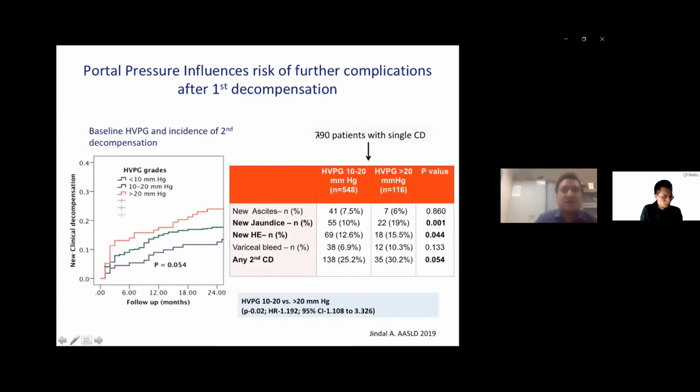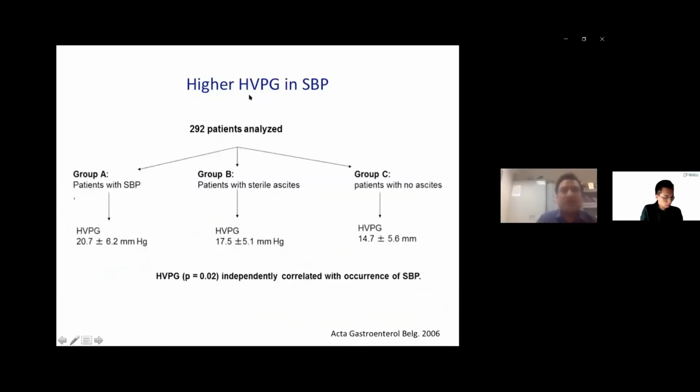And we have shown that those patients who had baseline HVPG of more than 20 had the higher risk of developing the second clinical decompensation. And jaundice, hepatic encephalopathy, and any clinical decompensation were more significant in patients who had baseline HVPG of more than 10. Moreover, previous studies have shown that patients with ascites as compared to no ascites had a higher HVPG, and patients who developed SBP had even higher HVPG. So these patients are a sicker group with higher portal pressures and more complications.